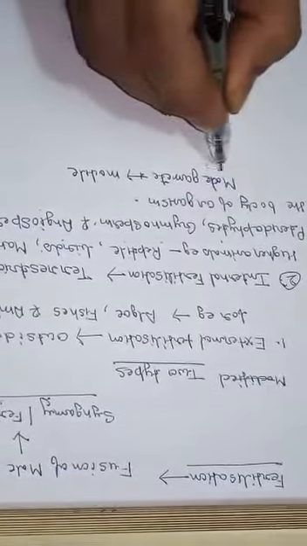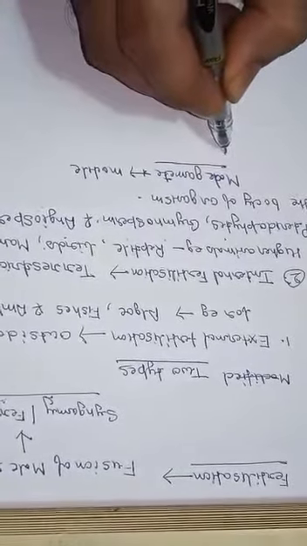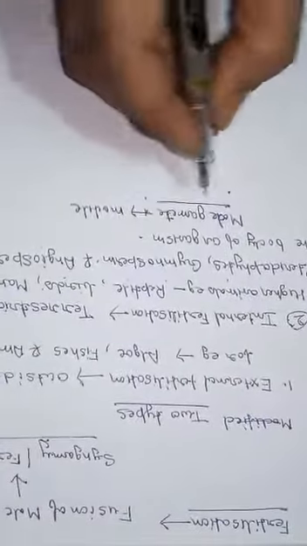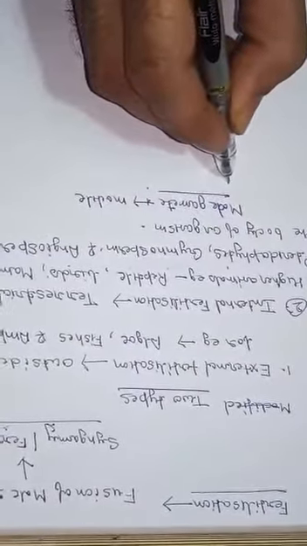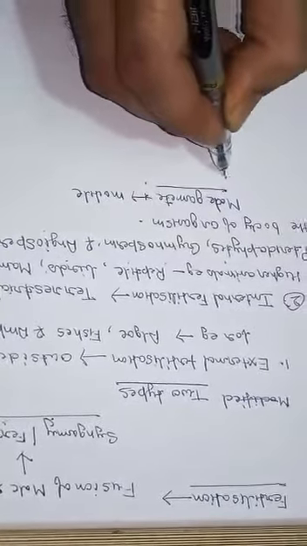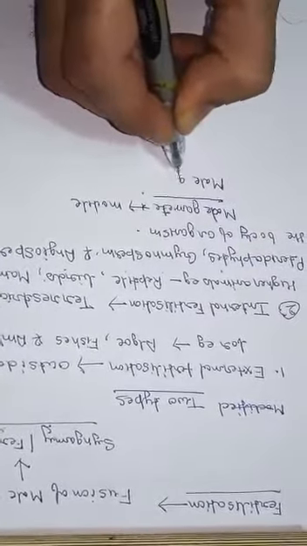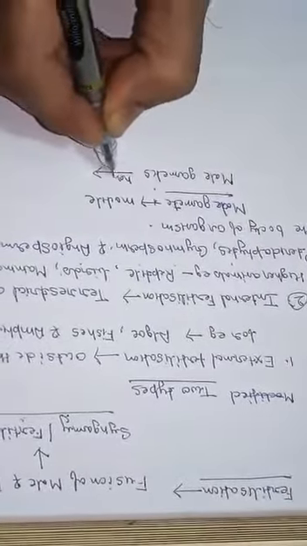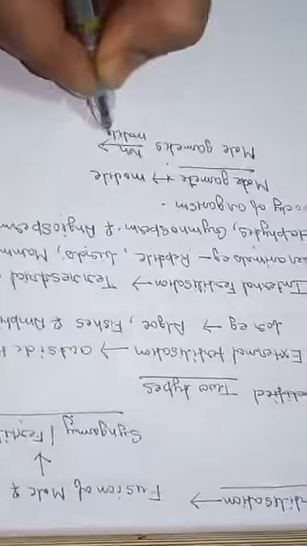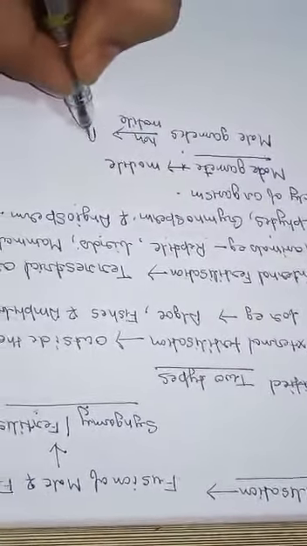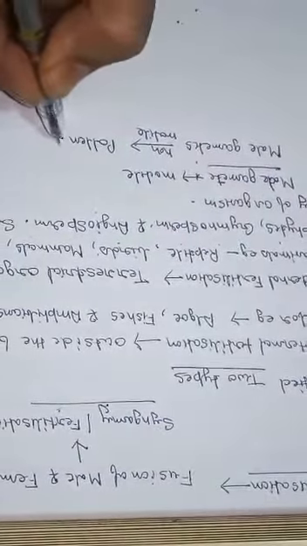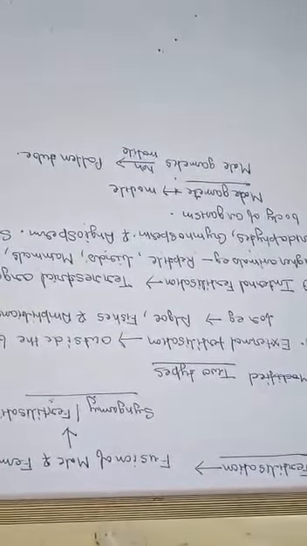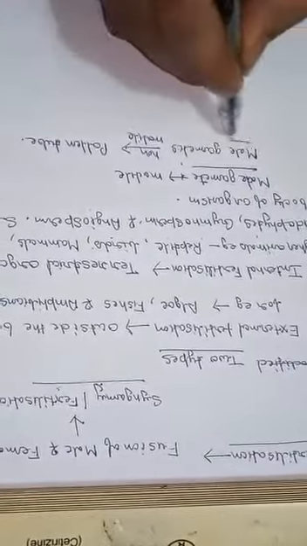The male gametes which are non-motile are carried to female gametes by pollen tubes. This is known as internal fertilization.